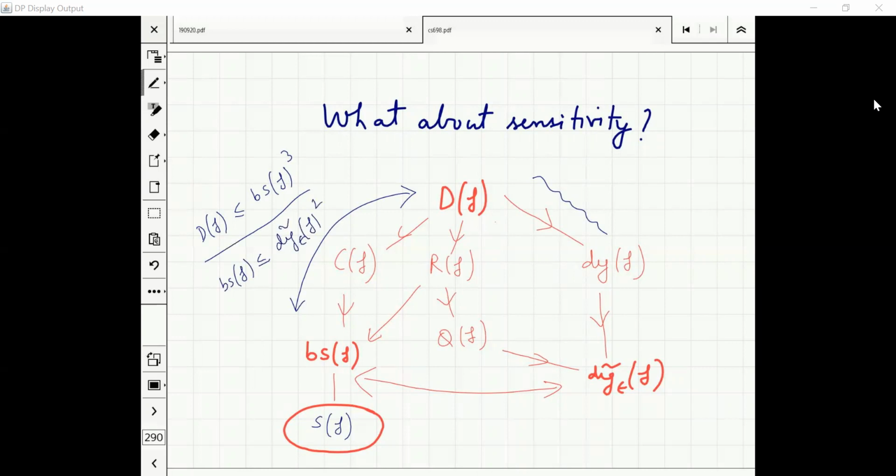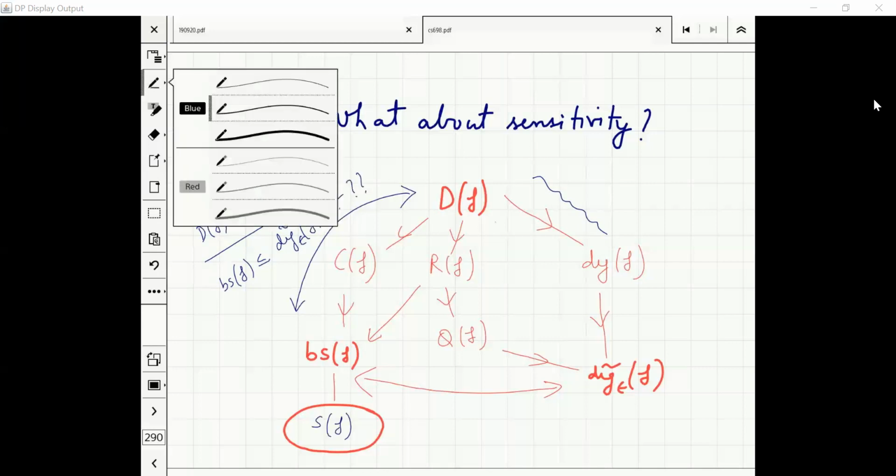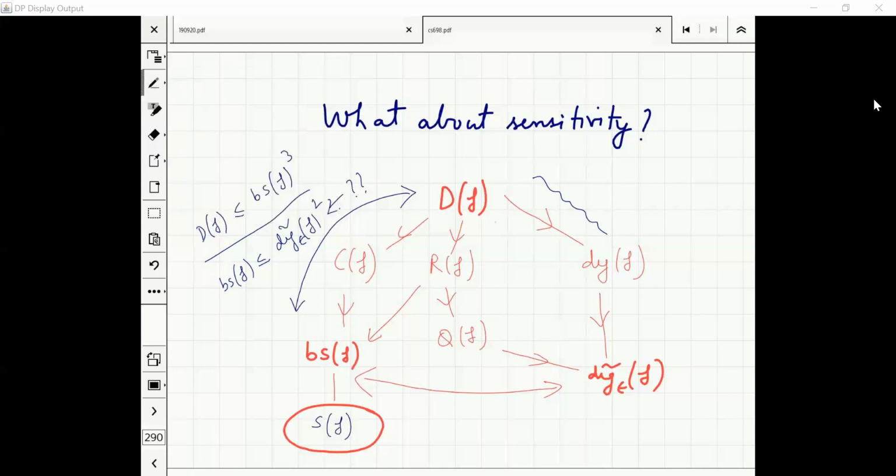Can you tell me what did we use here? What was the idea of the proof here? Okay. Sorry? Sorry, I couldn't hear the answer.